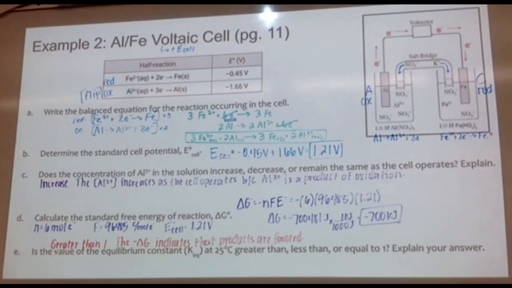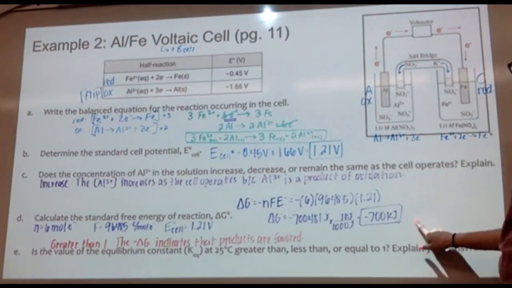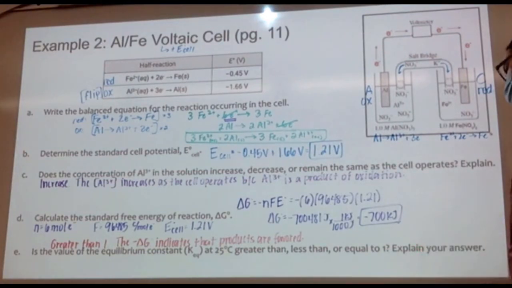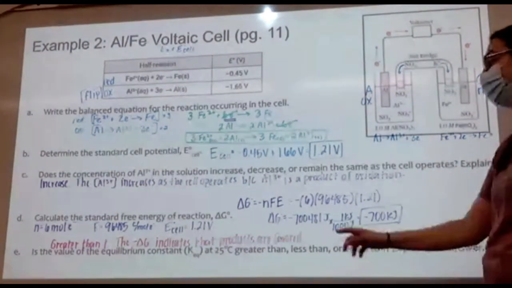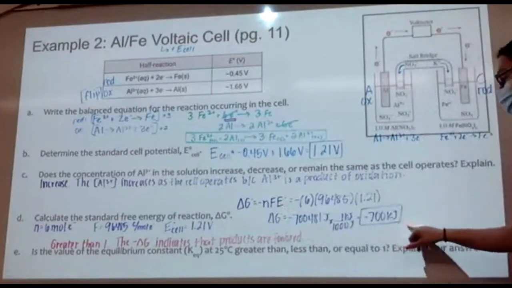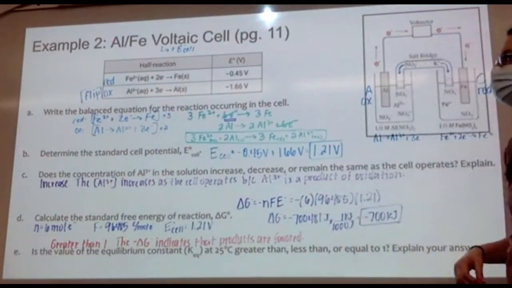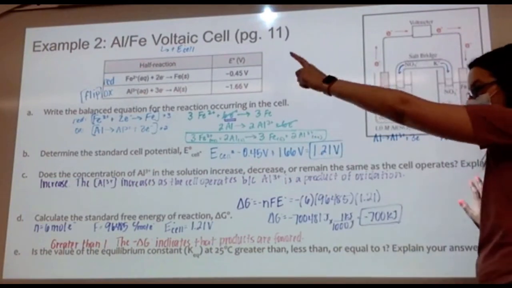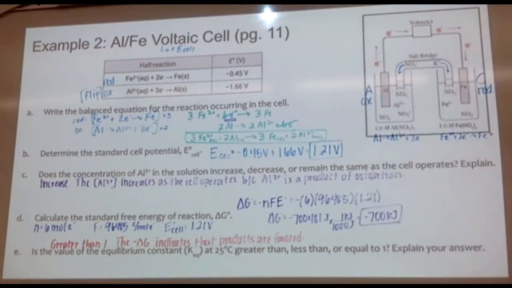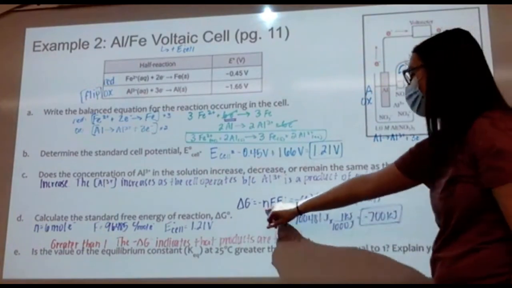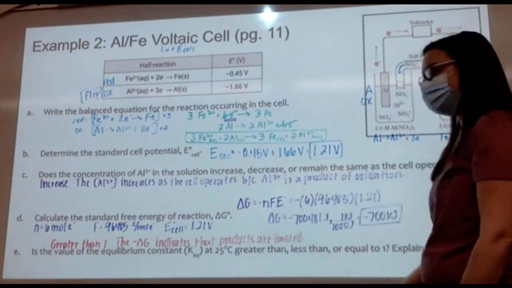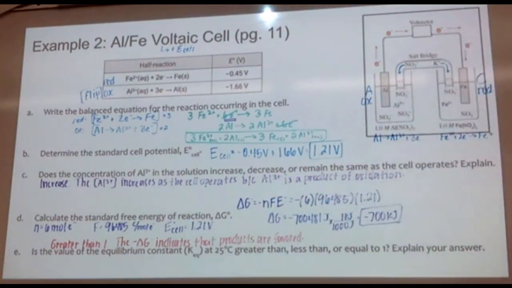Questions on this example? Galen? Going back to part D, should that always be negative? If E is positive, yes. So for any voltaic cell, delta G should always be negative. When we get into electrolytic cells, you actually have a negative E cell, which means you have a positive delta G. So as long as you have all positive numbers being plugged in, yes, delta G should always be negative because that negative is out front.